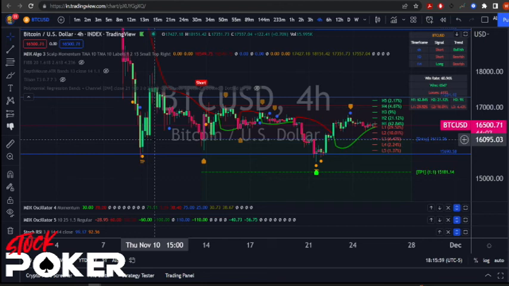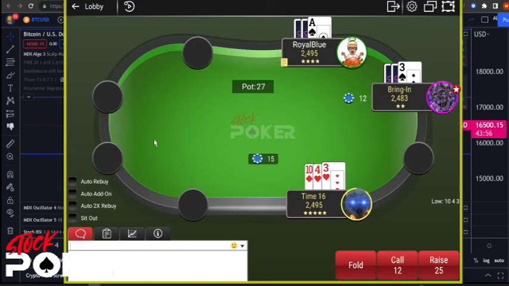But most of my trades, I'm going to be posting them with or using the MDX indicator.